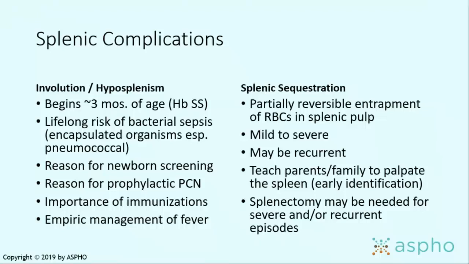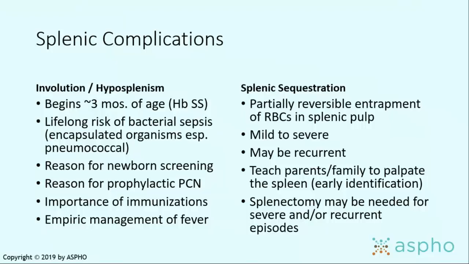Splenic sequestration. Your spleen is in sort of the relatively hypoxic part of your circulation, and so the red blood cells, as they go through the spleen, they sickle. They can cause trapping in the spleen. It can be mild to severe, maybe recurrent. It is actually a life-threatening morbidity associated with sickle cell disease.